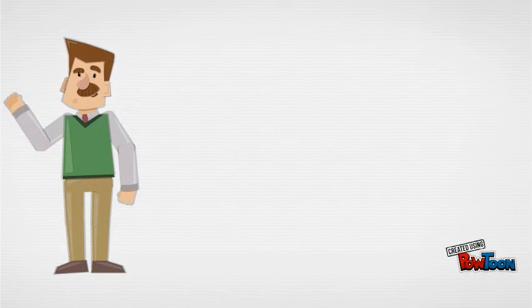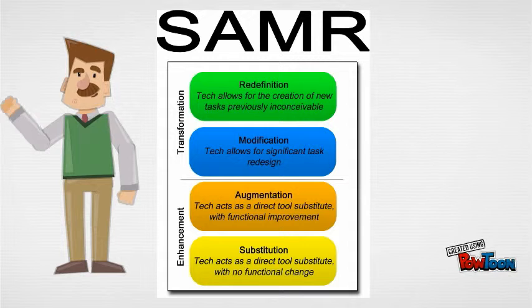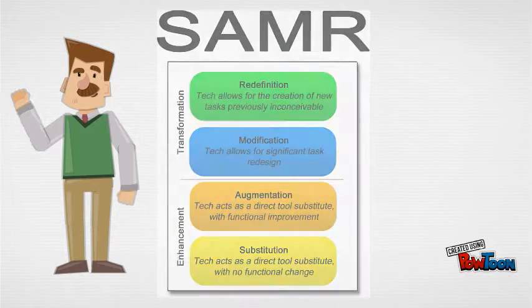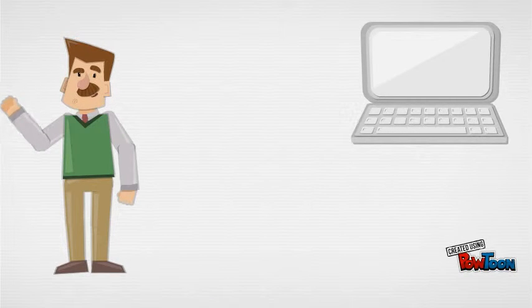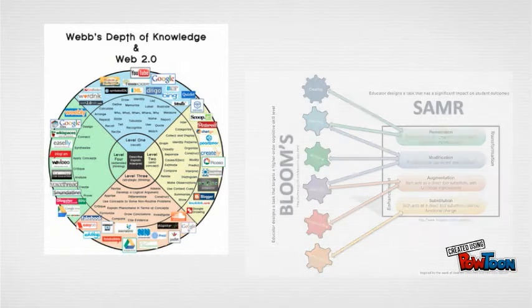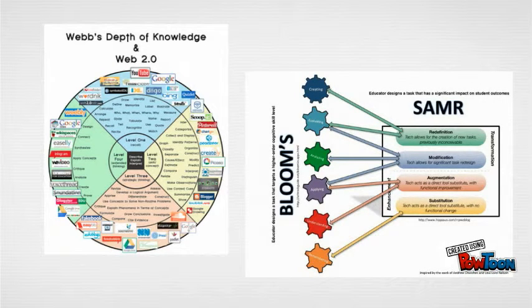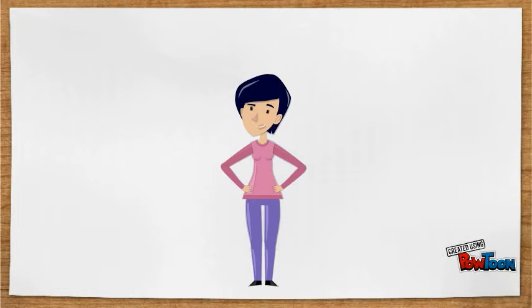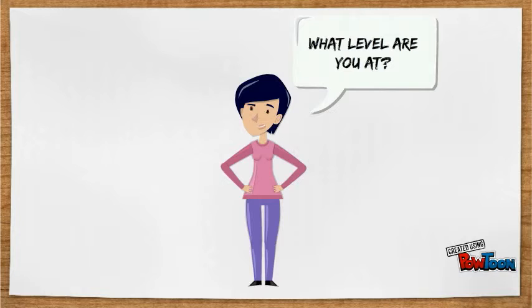Everyone in the room is at a different spot on the SAMR model with their daily lessons. Having technology for the sake of having technology is not good enough. In order to get kids thinking and working at a higher level, we as educators must teach and push them to learn at a higher level. Think about how you use technology. What level are you at?